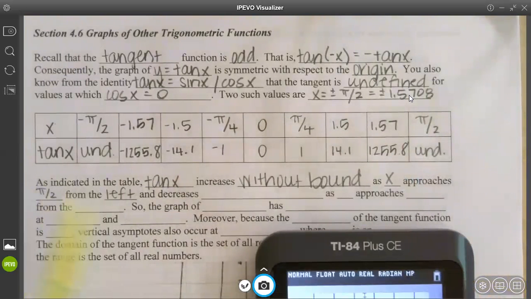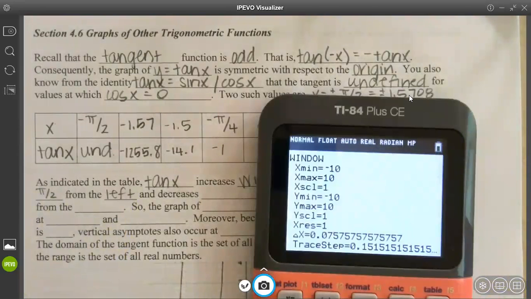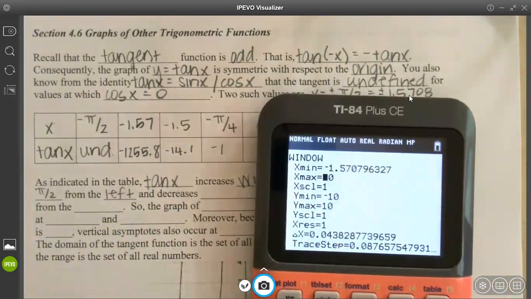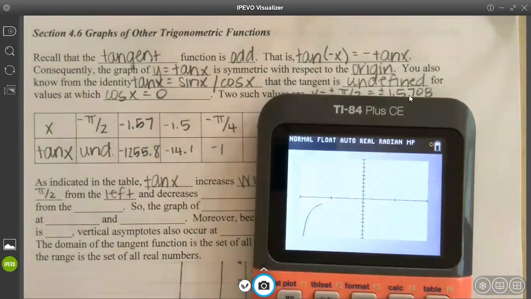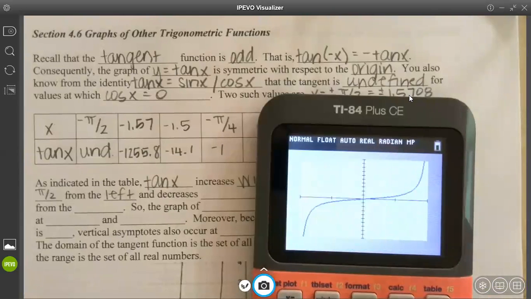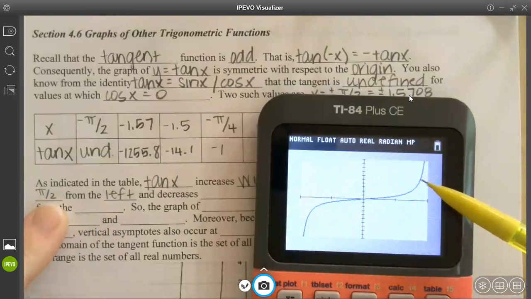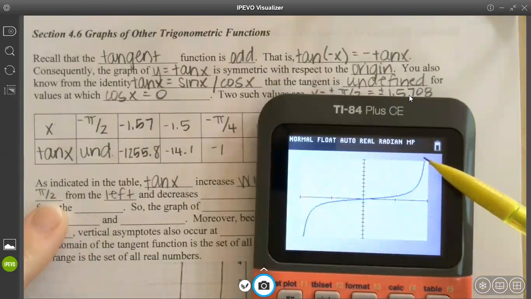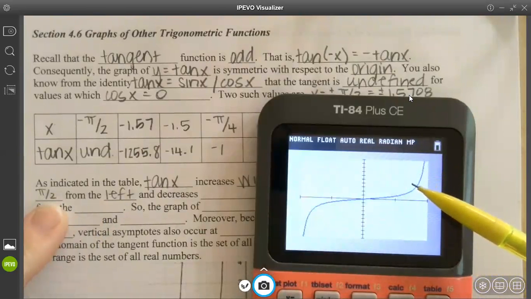So what this is saying is, as indicated in the table, if I change my window to negative pi over 2 and pi over 2, and I'm going to go by pi over 4. As we approach pi over 2, the positive one from the left, so that means come from the left to the right, where does it go? Up to where? That's what it means by without bound. There's no bound. It's going to keep going forever and ever and ever. Does everybody see that? Right. That's exactly what it's saying.